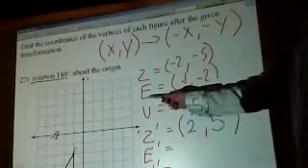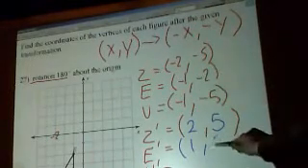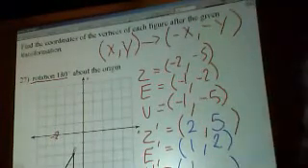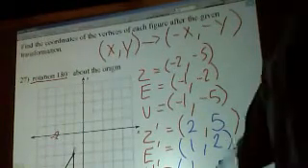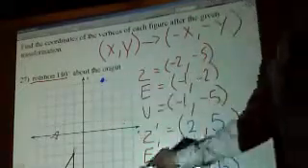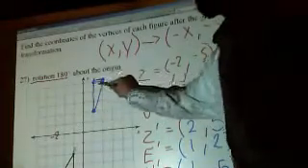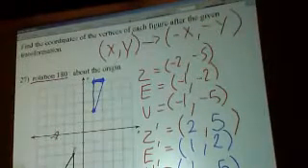To get the coordinates for E, I look at E, and negative 1 turns into a positive 1. Negative 2 turns into a positive 2. Now for U, we look at negative 1 turns to positive 1, and negative 5 turns to positive 5. And then we put our points down where they go. So 2 and 5, 1 and 2, and then 1 and 5. And then if you connect that, we would just graph the image of our figure. Okay? So that's how you do these.